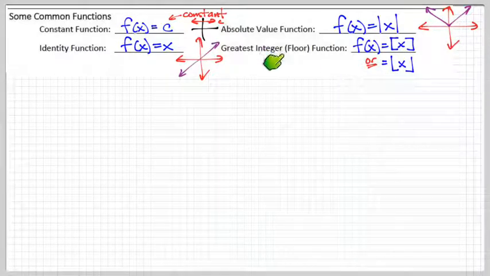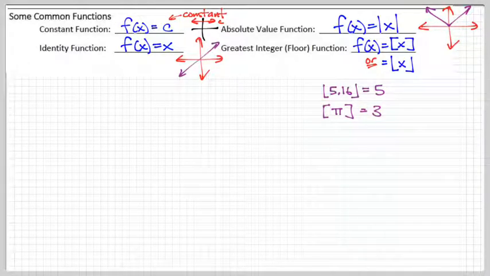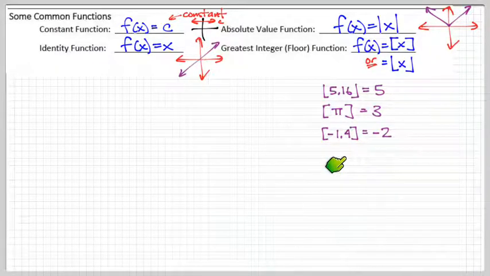And we also call it the floor function. Let me describe what it is. The floor of 5.16: I go down to the nearest integer, 5. Pi, I go down to the nearest integer, 3. Negative 1.4, I go down to the nearest integer, negative 2. Note, you just don't cover up the decimal here. It works for positive numbers, but for negative numbers it doesn't work. You actually have to go down to the next lowest integer.